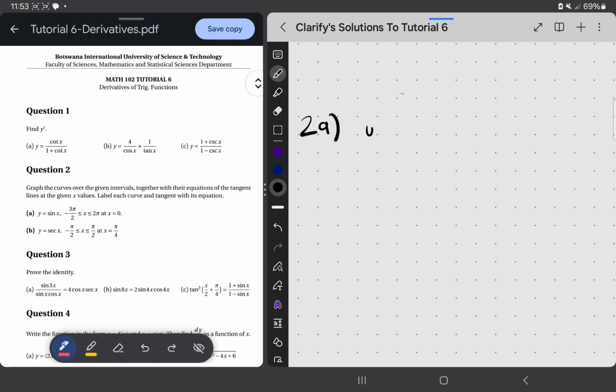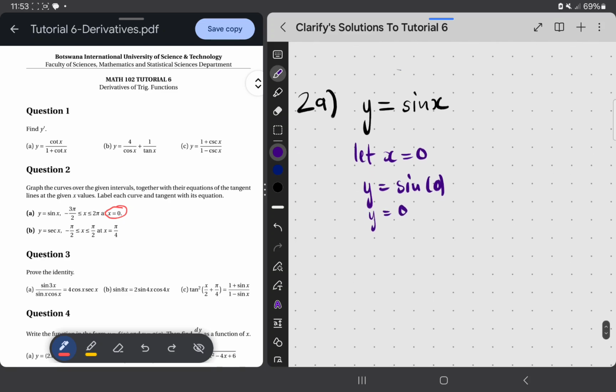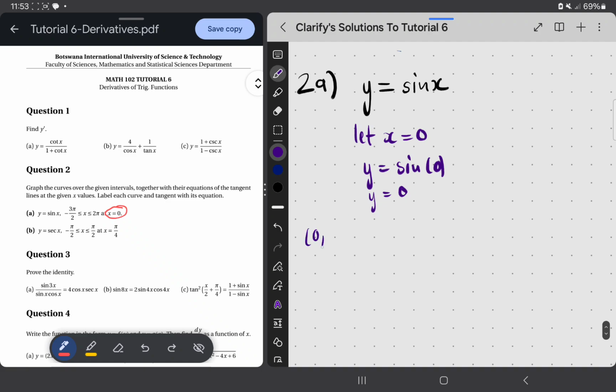So what do we have? y equal to sine x, right? Now, remember that to find the equation of the tangent, we need a point, and then we are going to have the derivative, and we put that point in. For us to find a point, what is the value we are at? They said at x equal to 0. Now, a point has x and y, so we need to find the y of that. Let x equal to 0. y will be equal to sine of 0, which is also 0. You punch in the calculator sine 0, you get 0. So that means our point is (0, 0).